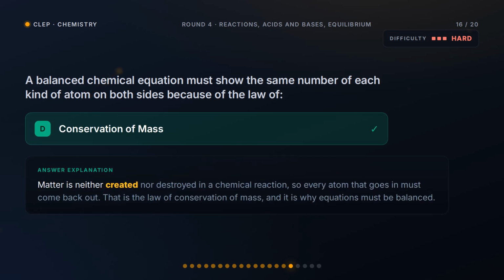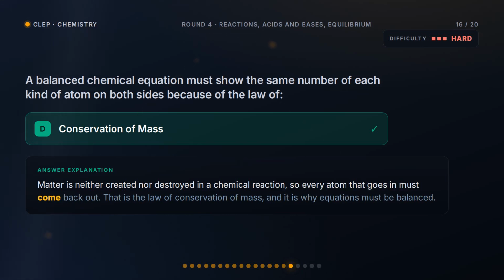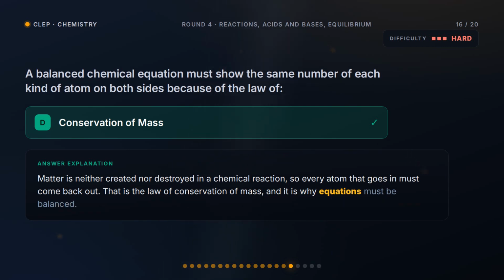Matter is neither created nor destroyed in a chemical reaction, so every atom that goes in must come back out. That is the law of conservation of mass, and it is why equations must be balanced.